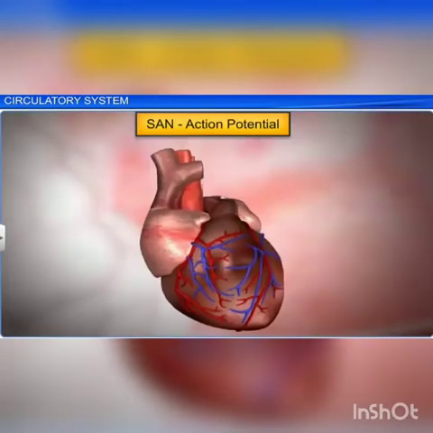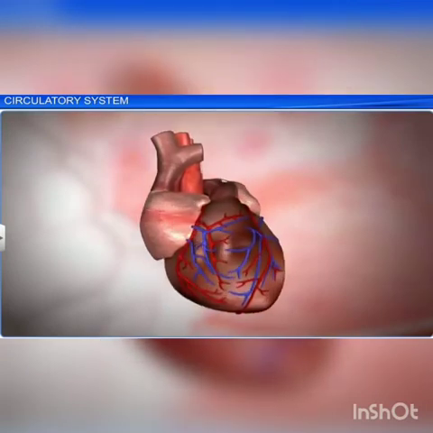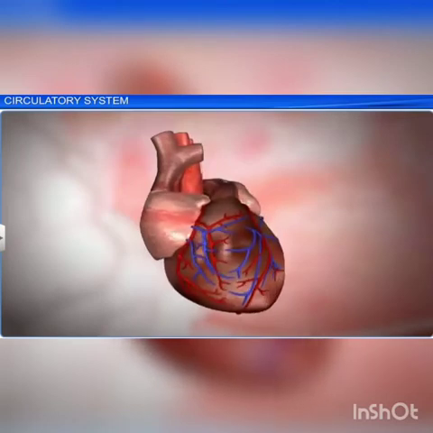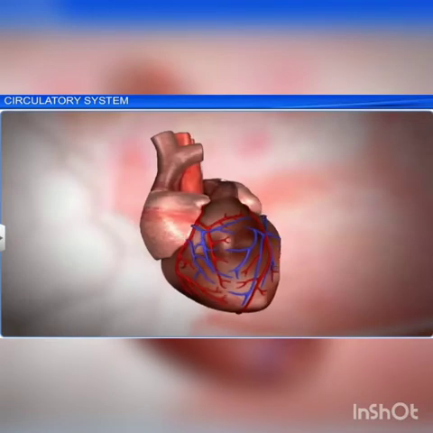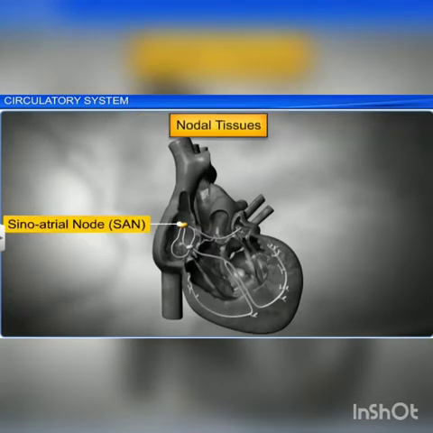Okay, the cardiac cells with the fastest rhythm are called pacemaker cells, since they determine the contraction rate of the entire heart. These cells are located in the right SA node, that is sino-auricular node. It is also called pacemaker.